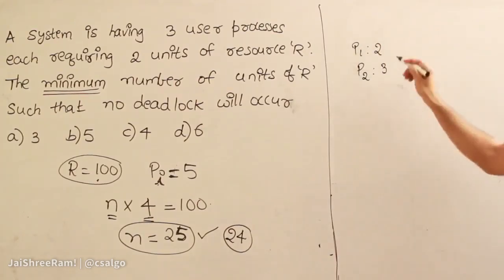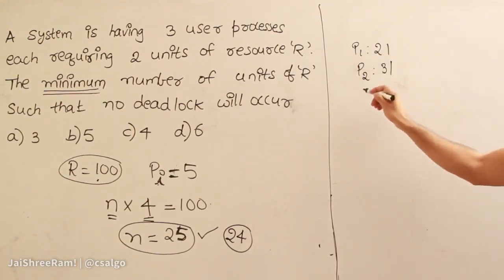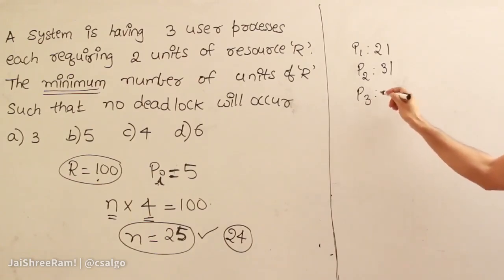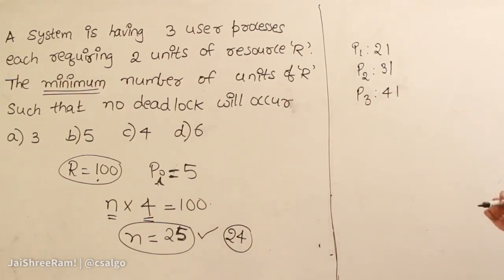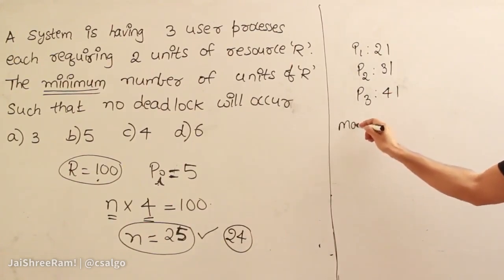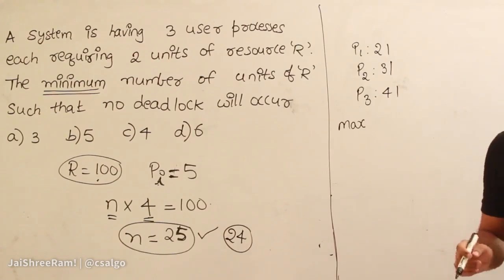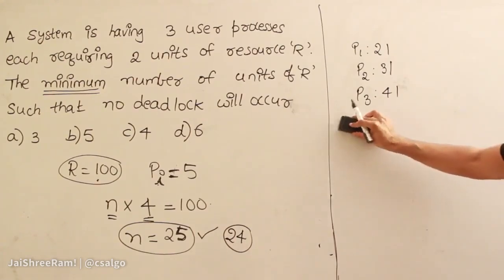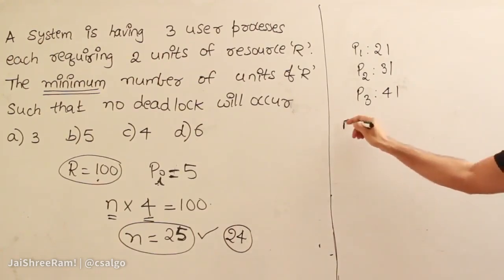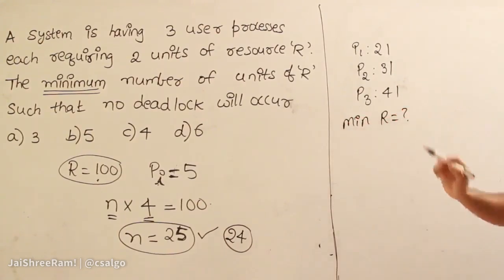P1 requires 21 resources to finish its execution, P2 requires 31 resources, and P3 requires 41 resources to finish its execution. Then the question is, what is the maximum number of resources even after providing which there will be a deadlock? Or let us ask the other question, what is the minimum number of resources that have to be given to this system so that there will be no deadlock, right?